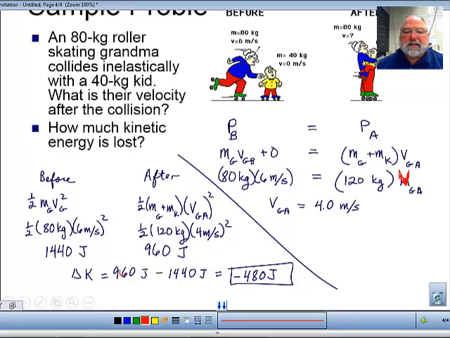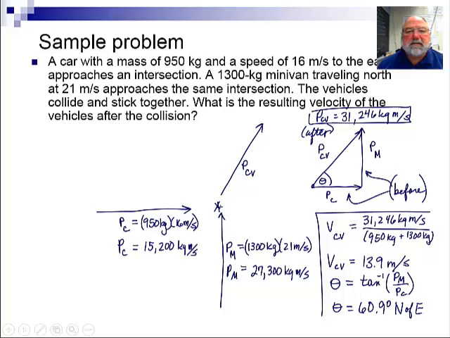Okay, here's another sample problem. We have a car with a mass of 950 kilograms and a speed of 16 meters per second to the east. It approaches an intersection. A 1,300 kilogram minivan traveling north at 21 meters per second approaches the same intersection. Can you guess what's going to happen? Yes, they're going to crash, and in this case, they're going to stick together. What's the resulting velocity of the vehicles after the collision?